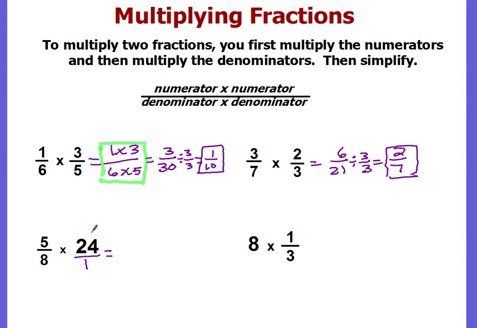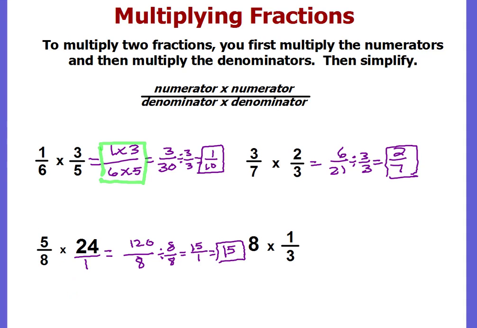Multiply the numerators. 5 times 24 is, I believe, 120. Yes. And then multiply the denominators. 8 times 1 is 8. I'm going to go ahead and simplify. I know that 8 is a factor of 120, so I'm going to divide both numerator and denominator by 8. And I get 15 over 1. 120 divided by 8 is 15, 8 divided by 8 is 1, and 15 over 1 simplifies to 15 whole.